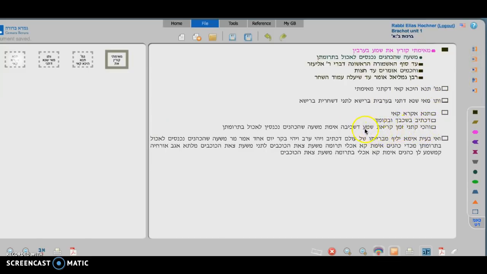Ve'achiktani zman kriyat Shema deshchiva eimat. When is the time of laying down? And he answers, the Mishnah answers, Misha shakohanim nichnasim lechol betrumatan. Okay.